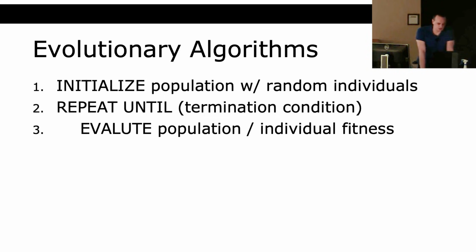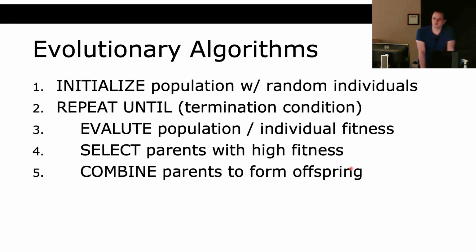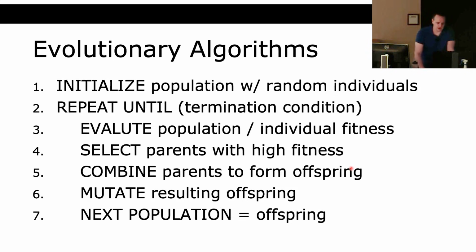But here's the algorithm. You take the population and you evaluate each individual's fitness. Then somehow you select parents from that population where you have a relationship between high fitness, meaning that you have a higher chance of being selected as a parent. You combine those parents somehow to form offspring. You mutate the resulting offspring, and then those offspring form the next population. That's it. Every single evolutionary algorithm is this algorithm. It's just that the representation, the fitness, and the parameters change. But this is the evolutionary algorithm.